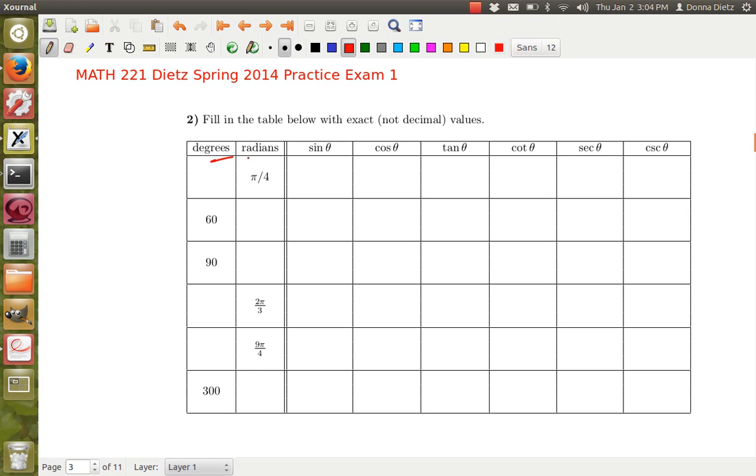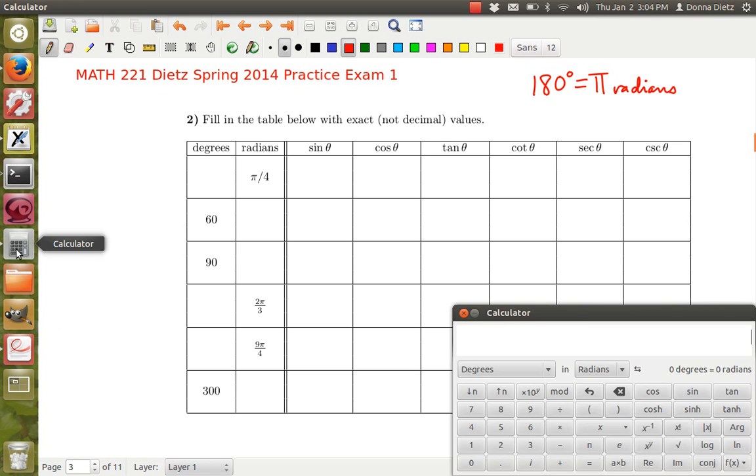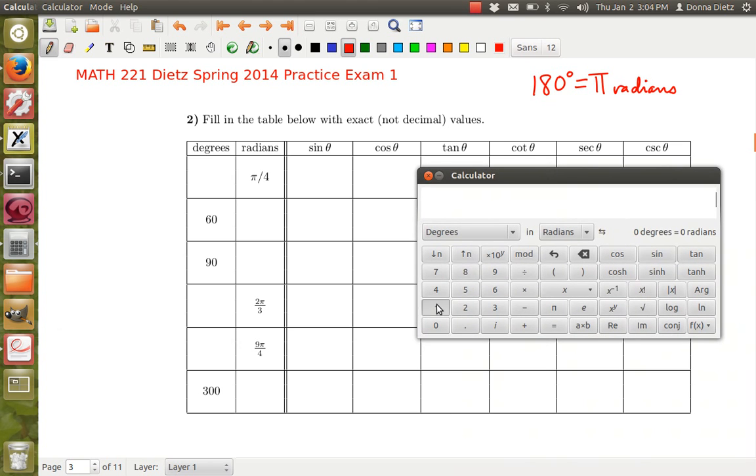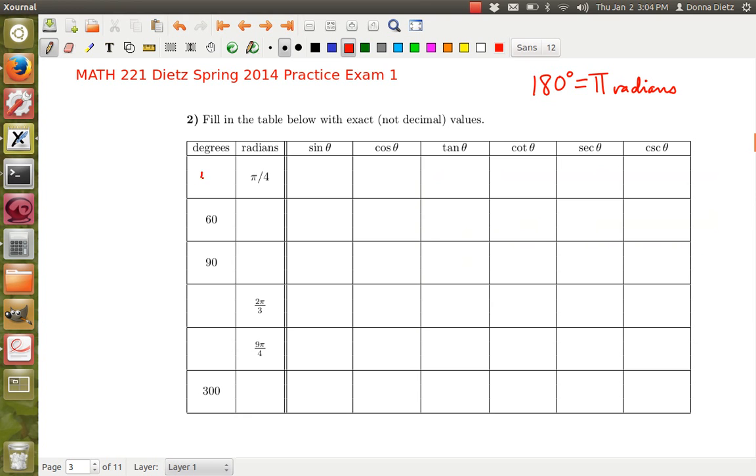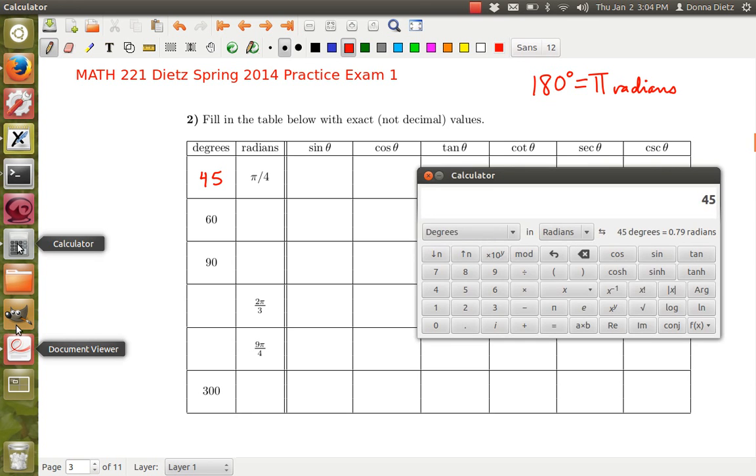Okay, so the easiest part is this part first. So let's convert radians to degrees. Very easy. 180 degrees is equal to pi radians. Or you could do 360 equals 2 pi, whatever. So wherever you see a pi, you just put in 180. Okay, 180 over 4 is 45. You don't even have to write the degrees because it says degrees and radians, so you don't have to write that.